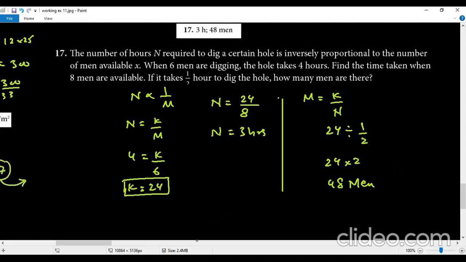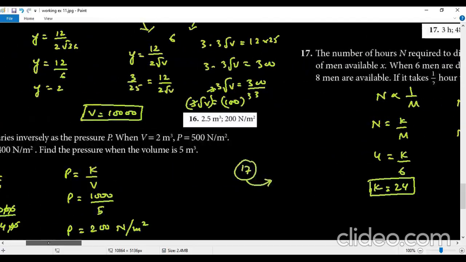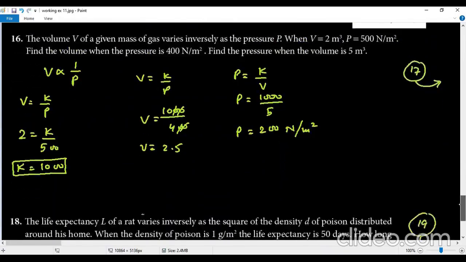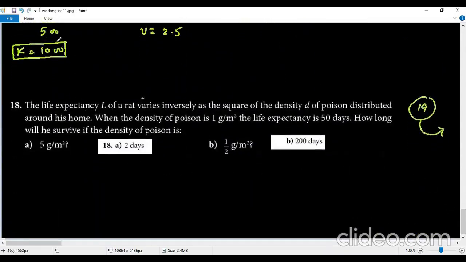Now comes question number 18, which is down below here. The life expectancy L of a rat varies inversely as the square of the density of poison given to them. That means L is inversely proportional to the square of D. That means you'll write it like this: L equals K over D square. And when the density of poison is 1 gram, the life is 50 days. That means 50 equals K over 1. Square means 1. So K is 50, you should know.